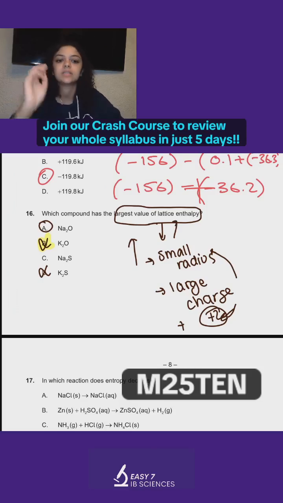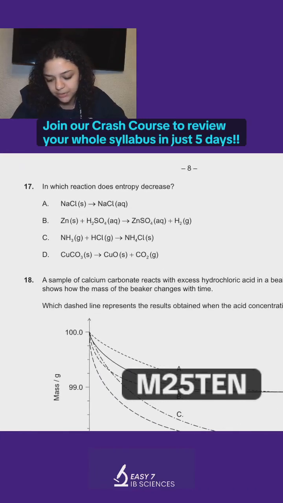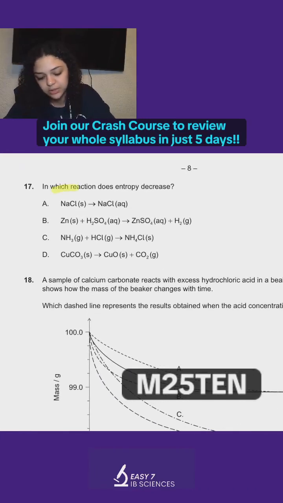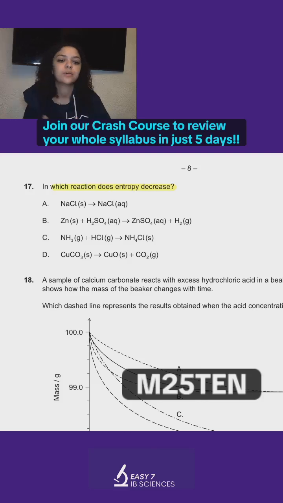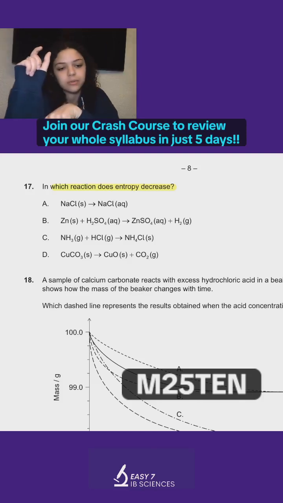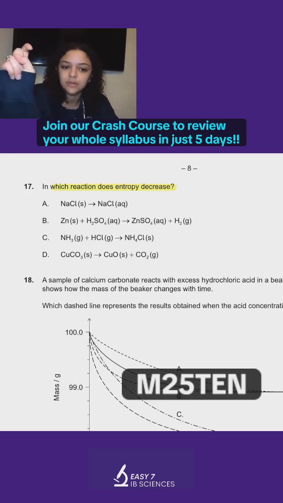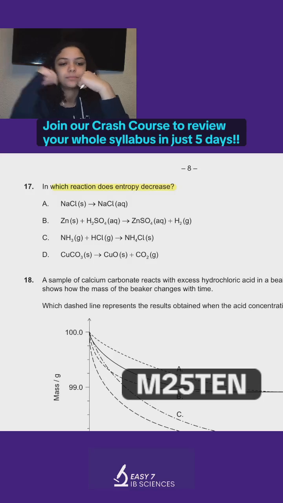Okay, this is an HL question. Moving on. This is also an HL question. It says, in which reaction does entropy decrease? How do you know about the radius part? You just look, because sodium has a smaller radius. Remember in the periodicity unit, you learn that down a group the radius increases, and across a period the radius decreases. So you just look that down a group, potassium has a larger radius. Does that make sense? Please let me know if that makes sense.